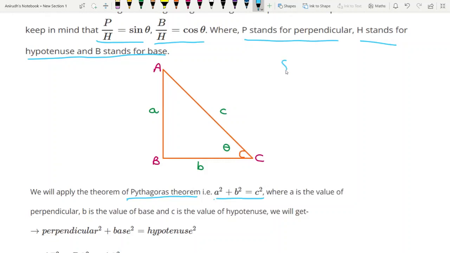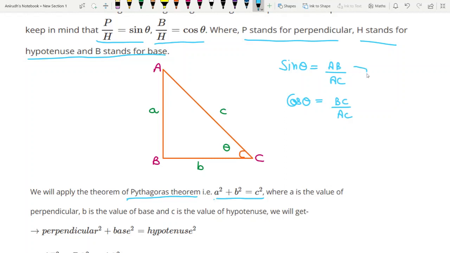We know that sin theta is equal to perpendicular upon hypotenuse, and in this question perpendicular is AB and the hypotenuse is AC. So the value of sin theta is AB by AC. Similarly, the value of cos theta is base upon hypotenuse, and in this question the base is BC and the hypotenuse is AC. So these are the values of AB by AC and BC by AC.